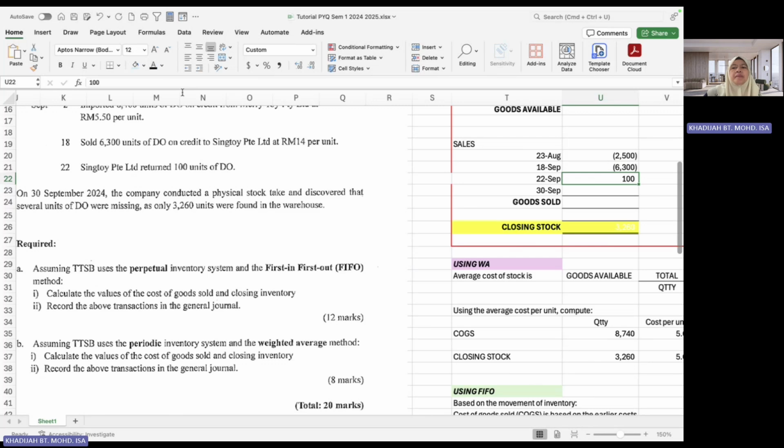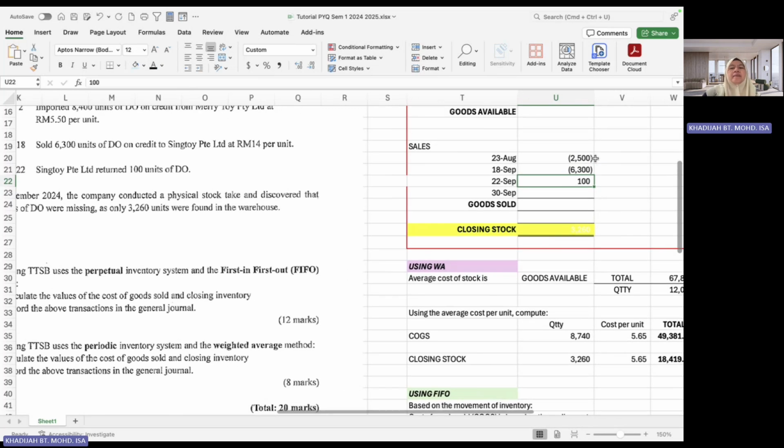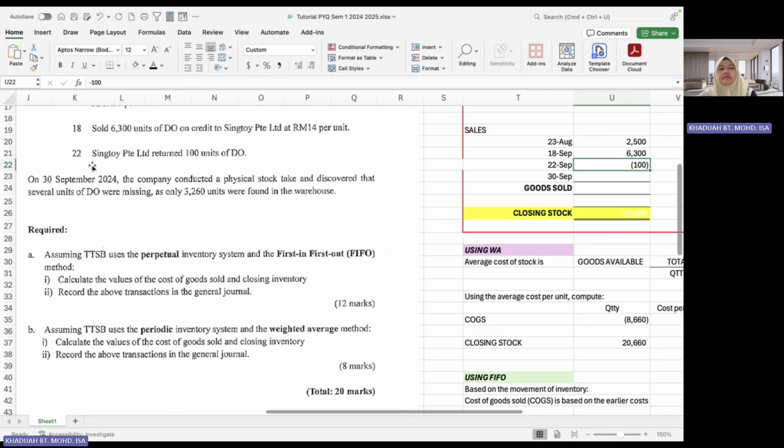So if you put sales of 2,500, all right, maybe if this is confusing, let me put it like this: 2,500 and 6,300. If there's a return, then you put a minus. It means that you have sold this amount and then there's a return of 100. So that is a contra of how many units have been sold. It is reduced by 100 units when there's a sales return.